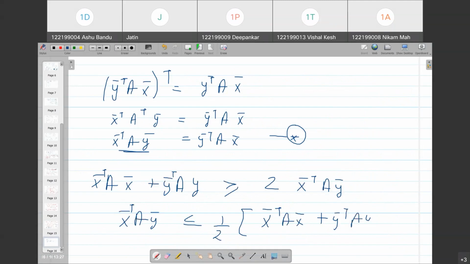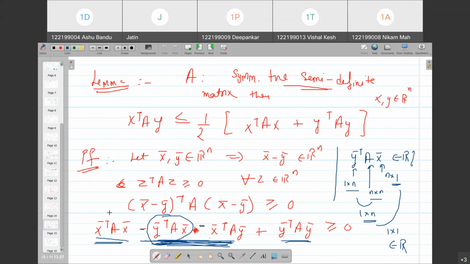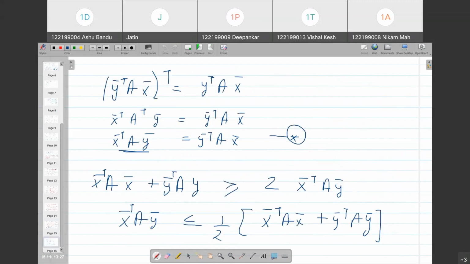Okay, so this is what the proof is. Very simple. Simply apply the positive definite definition to the vector x minus y bar, and simply use the fact that y transpose Ax is a real number, and therefore it is equal to its transpose, and therefore you have the answer.